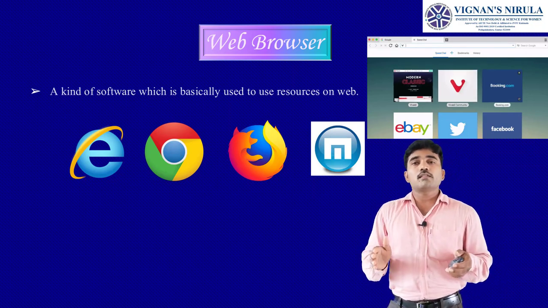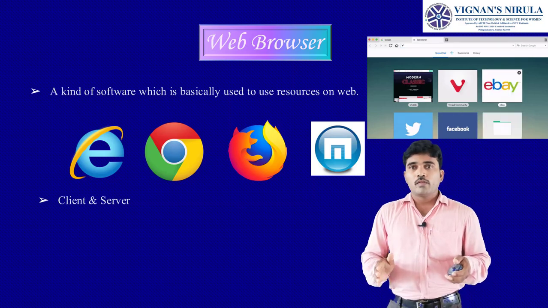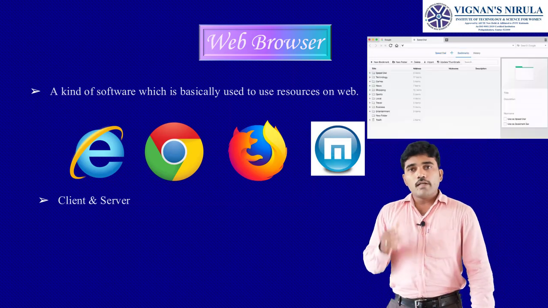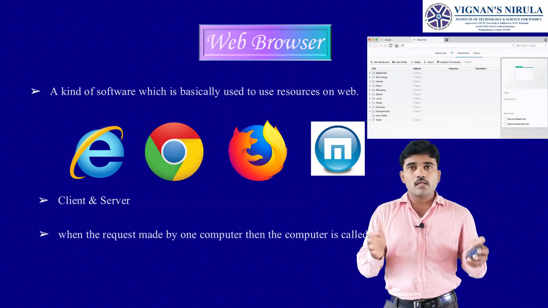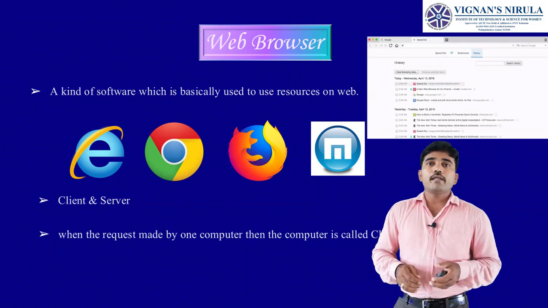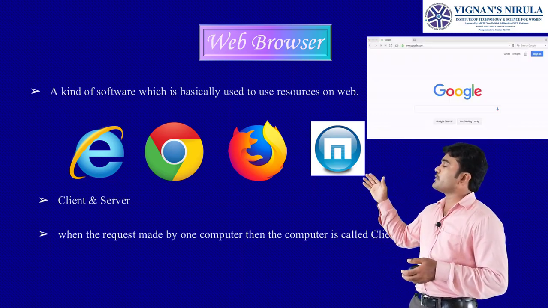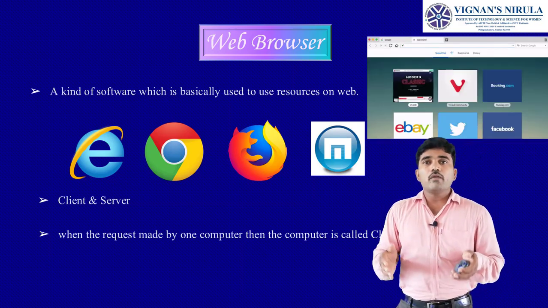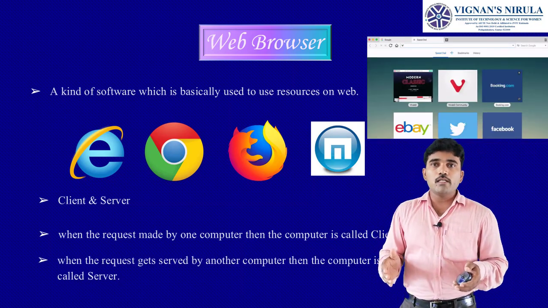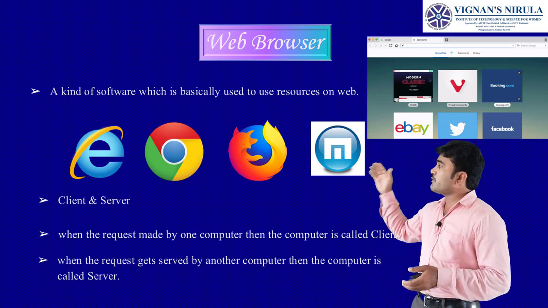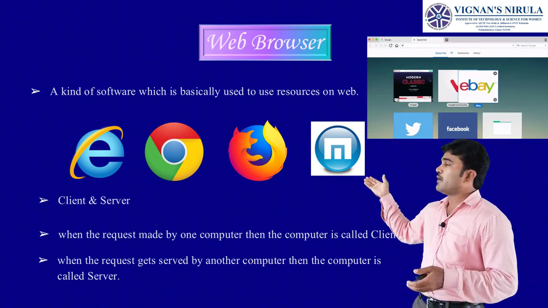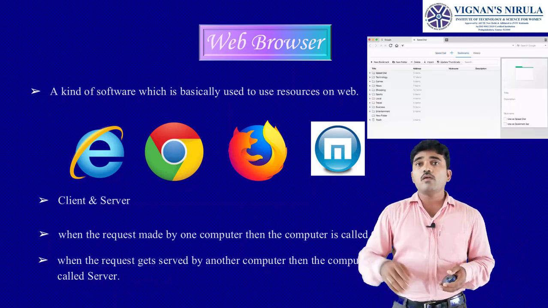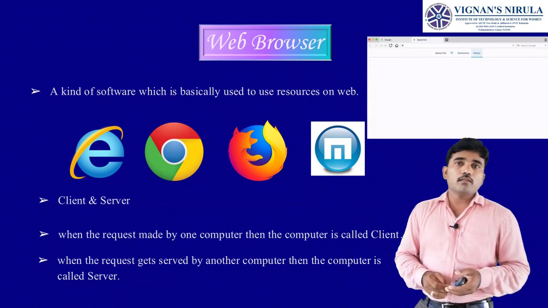Over the networks, two computers communicate with each other. One is called a client and the other is a server. What does client stand for? When a computer makes a request, that computer is called a client. And when a request gets served by another computer, that computer is called a server. So this is all the introduction regarding the web browser.